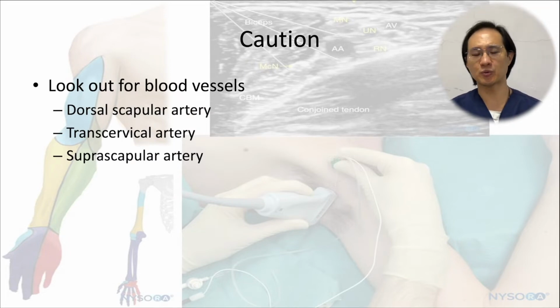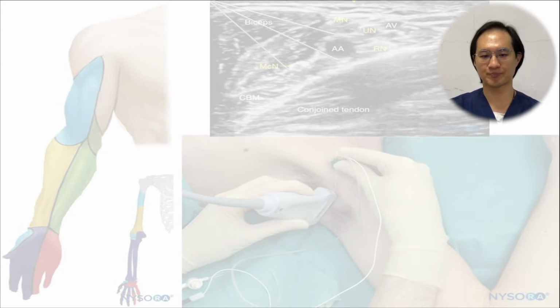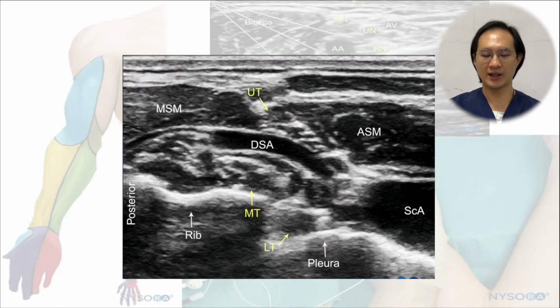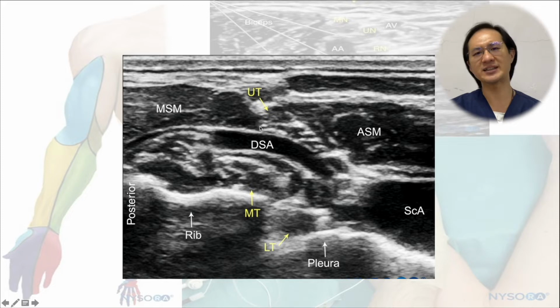We need to be cautious when performing this block because sometimes there will be an artery that goes through the brachial plexus, mainly the dorsal scapular artery, the transverse cervical artery, and the suprascapular artery. This picture illustrates the brachial plexus at the supraclavicular level, but there's a dorsal scapular artery that goes between the brachial plexus. And in this case, this block is very difficult to perform.